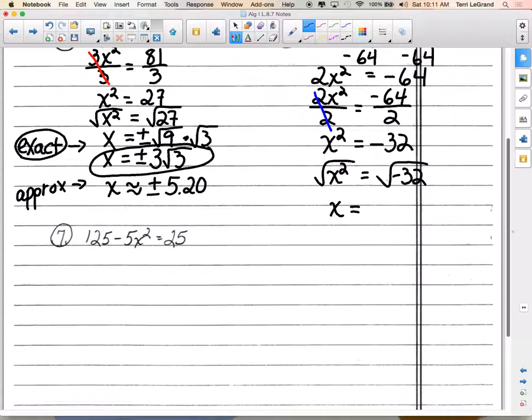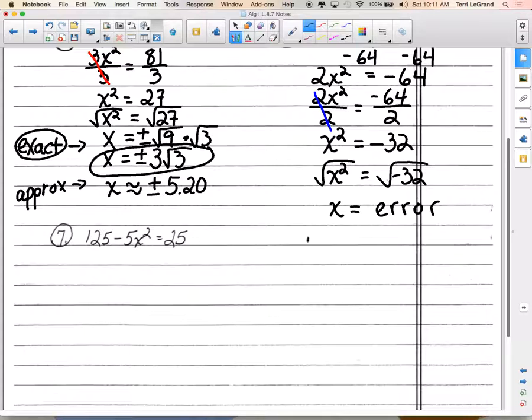Well, a positive number times itself would be a positive times a positive, that's a positive. And a negative number times itself would be a negative times a negative, that's a positive. There is no way to get the square root of a negative number. Your calculator would say error or something to that effect.